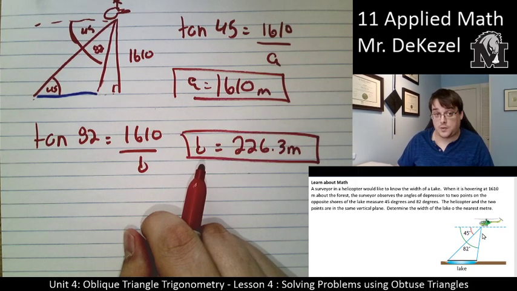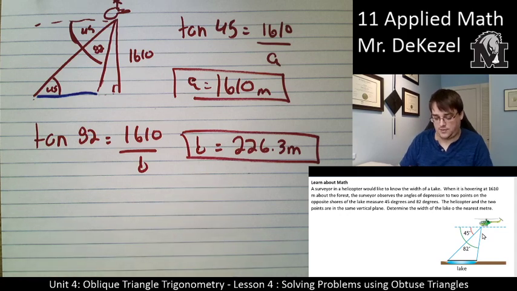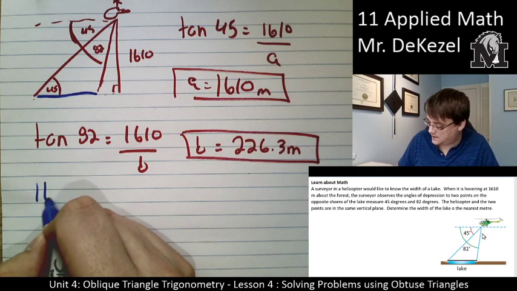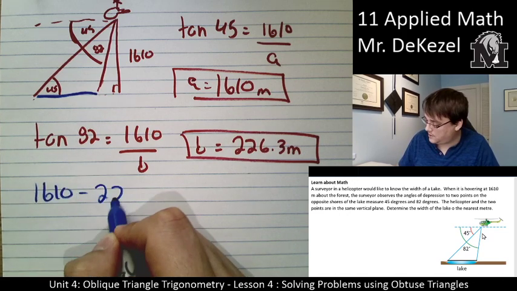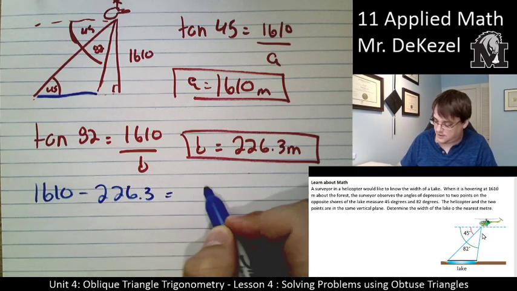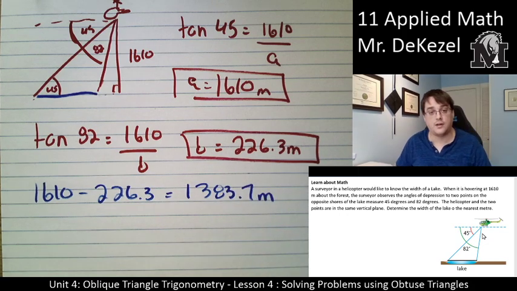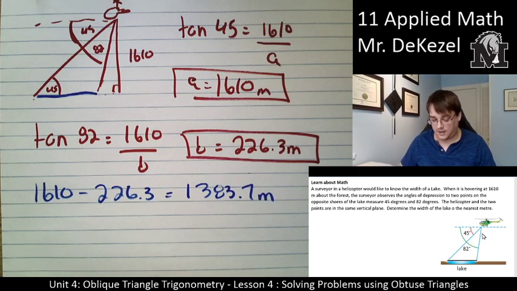So the difference between them would be the width of the lake. Let's do it in blue again, because I'm feeling like, you know, the lake is blue. 1610 subtract 226.3 will give us 1,383.7 meters for the width of the lake.